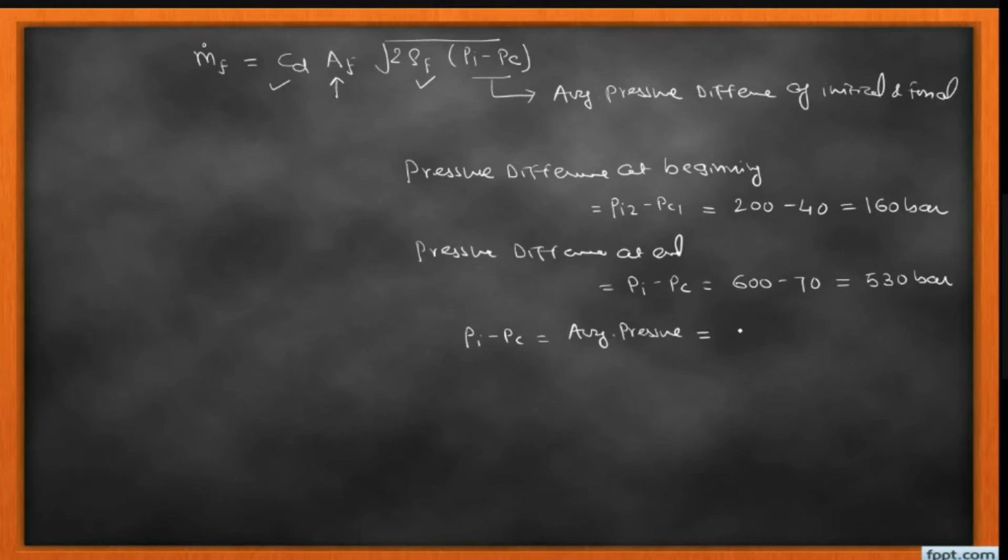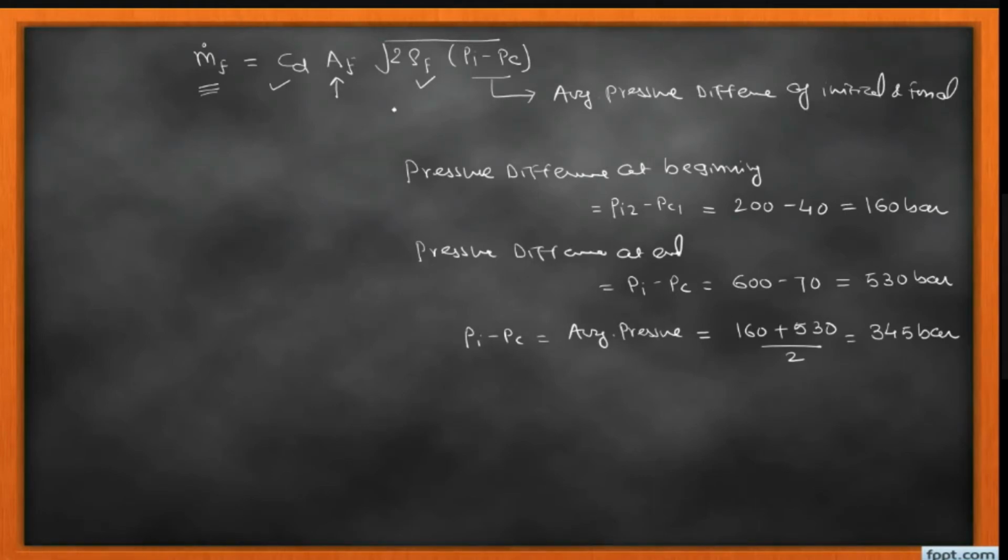So for the average pressure difference, we need to take the average of 160 plus 530 divided by 2. So we get 345 bar. This is our pressure. Now students, we need to calculate the mass flow rate of the fuel. The mass flow rate of the fuel we calculate using the formula.